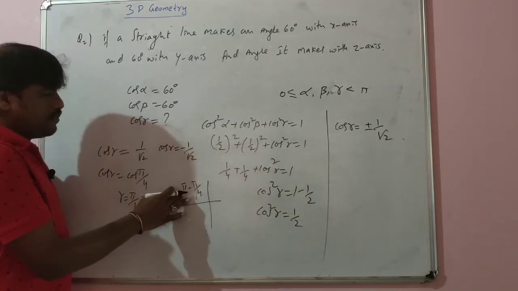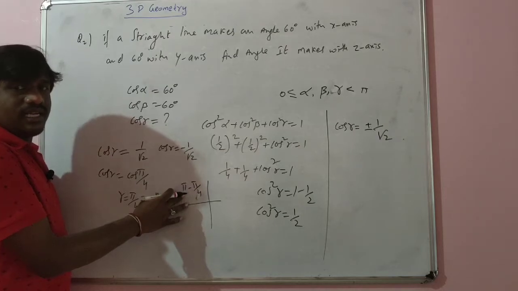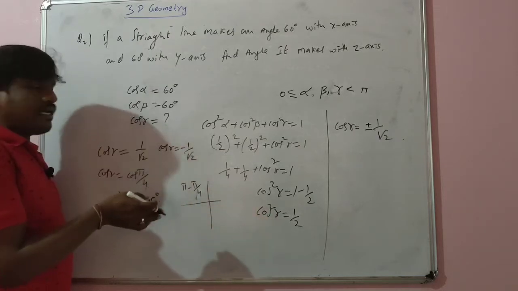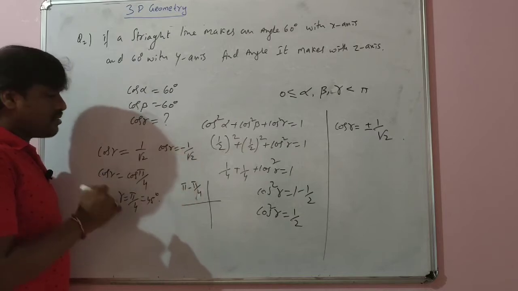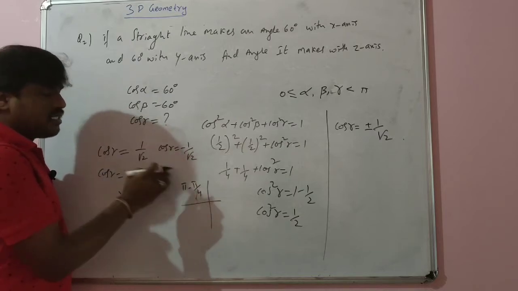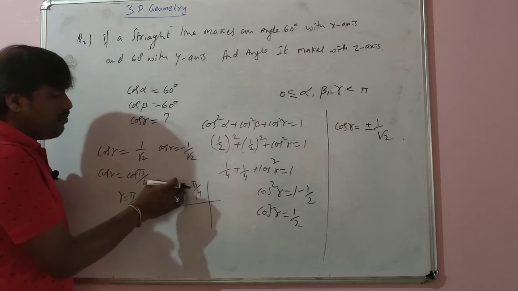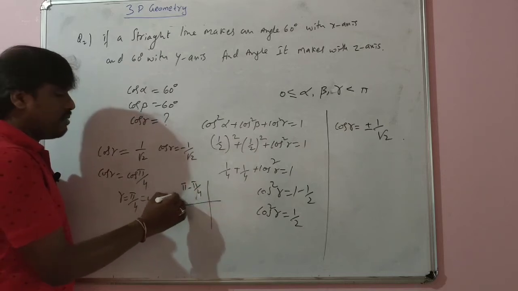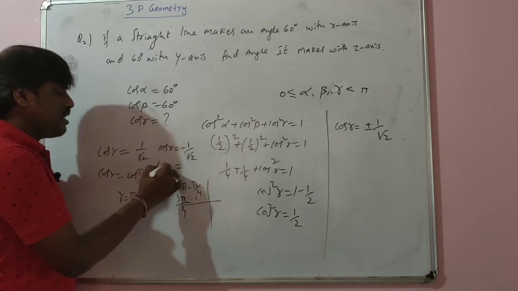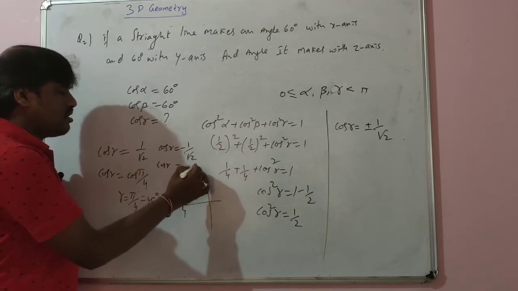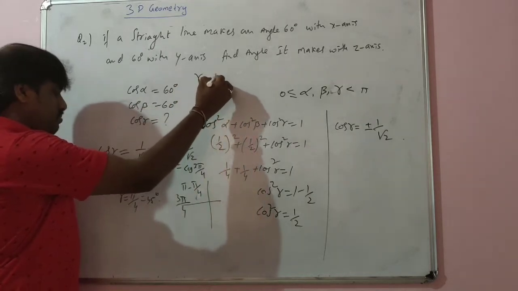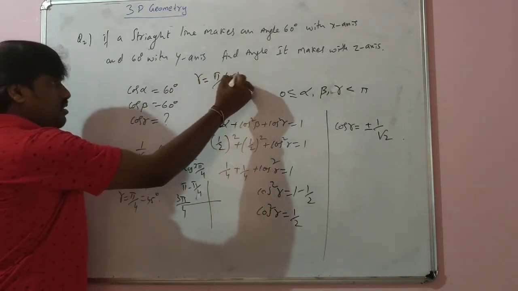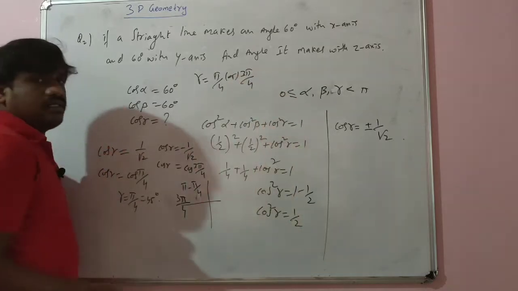So 180 minus theta, cos of 180 minus theta will be minus cos theta, right? Here pi minus pi by 4 will be how much? 4 pi minus pi, that is 3 pi by 4. It means cos gamma will be equal to cos 3 pi by 4. So gamma can be pi by 4 or 3 pi by 4. This is the answer. Hope you understand.